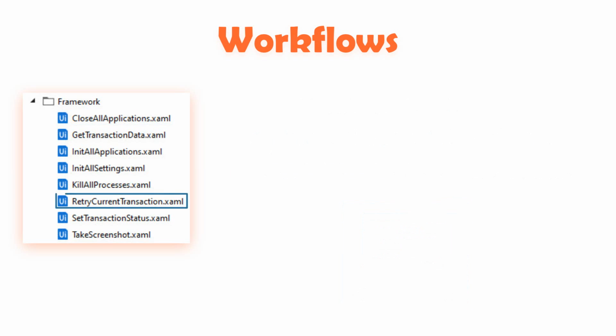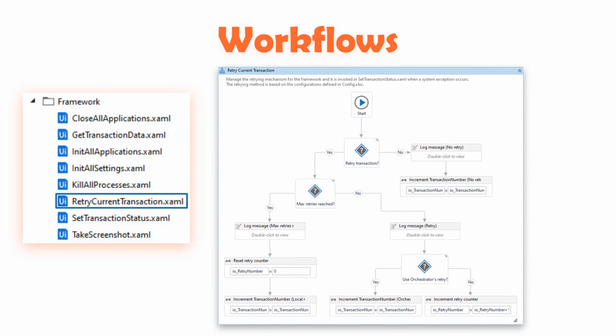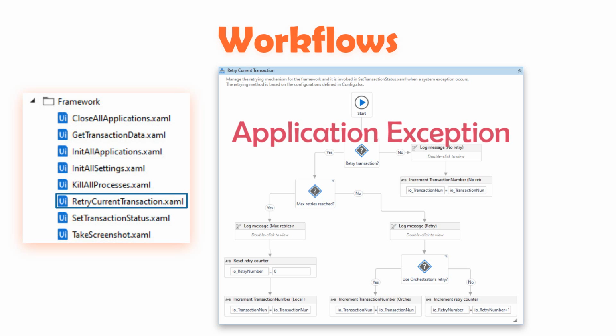The next workflow is RetryCurrentTransaction. We use this workflow to decide if we want to retry a transaction item or not. So we calculate in this workflow how many retries we have for the current item, and also check if we want to retry. Depending on the result, we either retry the execution of the transaction item or not. But the retry of execution doesn't happen in this workflow, but in another workflow. This means that here we only check if retry should happen or not. We use this workflow only in case of an application exception.